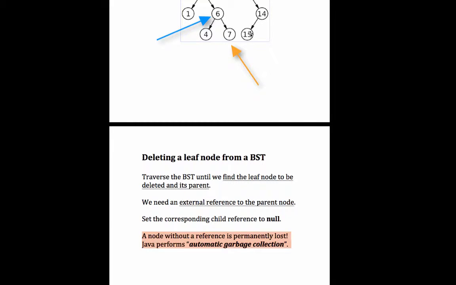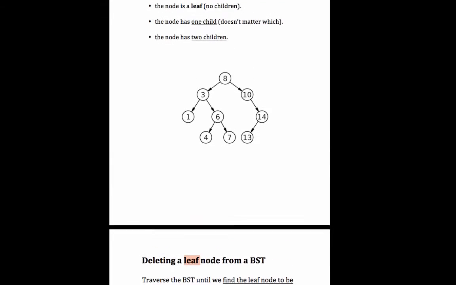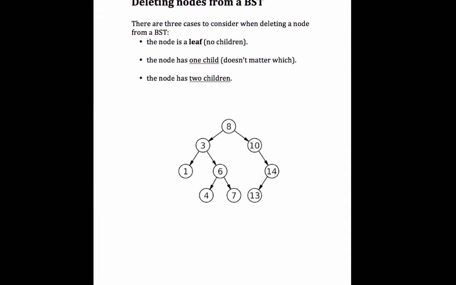If we're trying to delete 13, then the same code will take us to 13, so we know where 13 is located because we have an external reference to it. We should have an external reference to the parent of 13, which is 14, and then we simply access that node and set the left child in that case to be null, and 13 is gone. So deleting a leaf node from a binary search tree is a very simple operation. So let's go back to the other cases that we have.